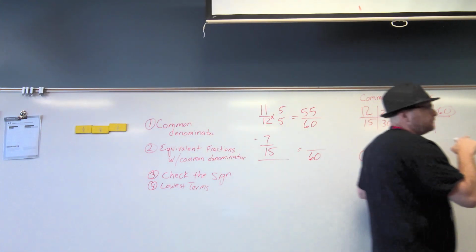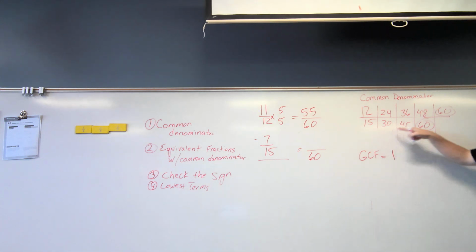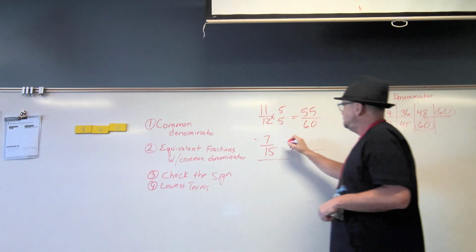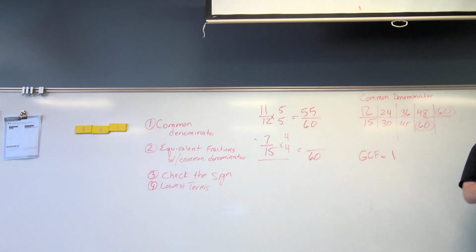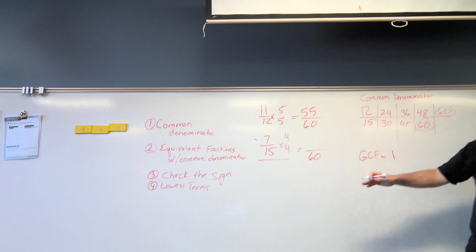What did I multiply 15 by to get 60? I can go 1, 2, 3, 4. If I multiply my denominator by 4, I must also multiply my numerator by 4. My new answer is 28.